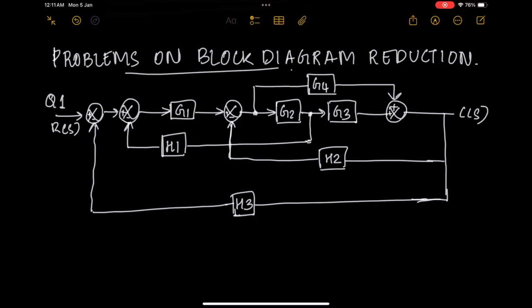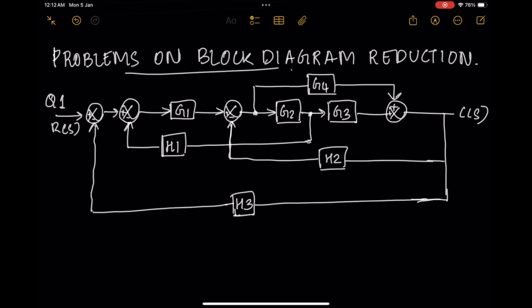Today we are going to discuss some problems on block diagram reduction. So I have written our first question that we are going to do today. Here we have a block diagram which has one parallel path and three loops. So what I'm going to do is identify the parallel path and the loops. Then I'm going to figure out how I can reduce it step by step. First of all, I'm going to start with the loops and the parallel paths.